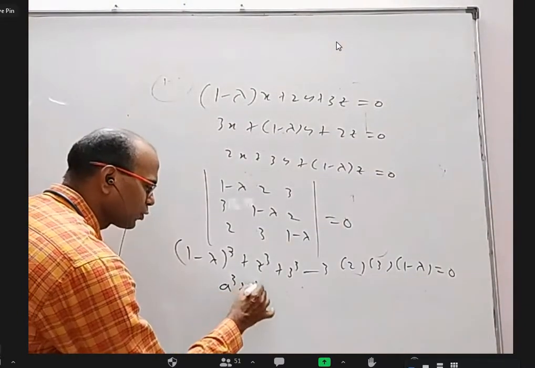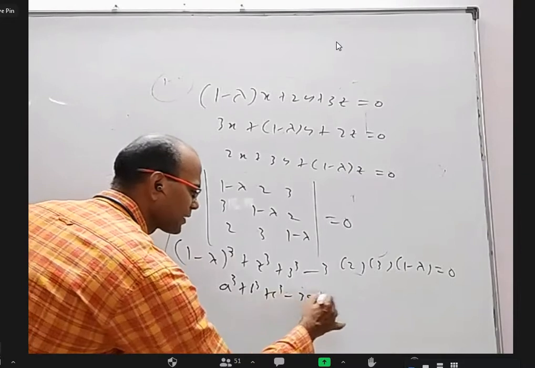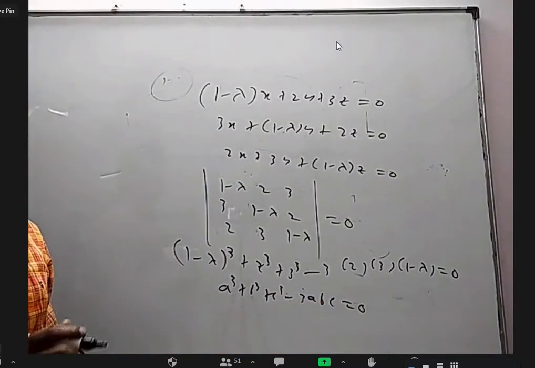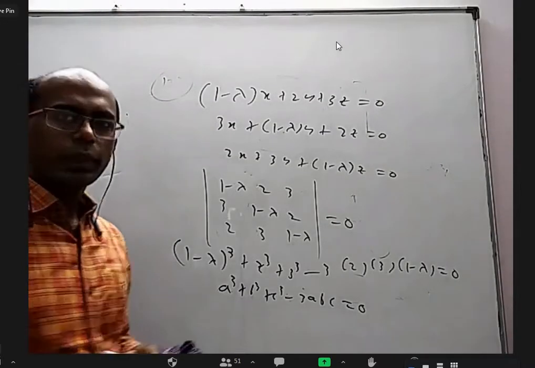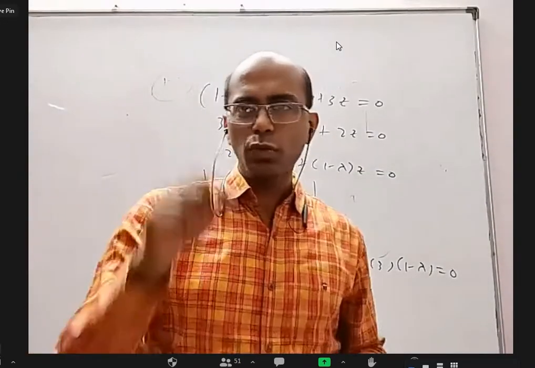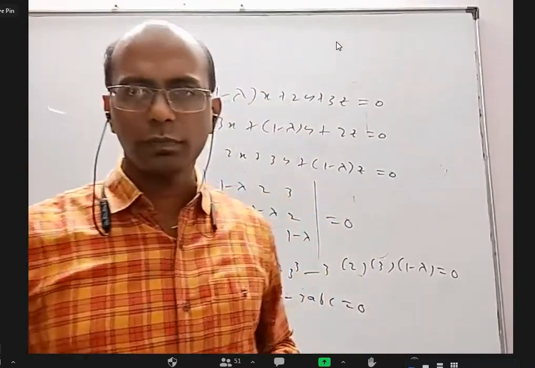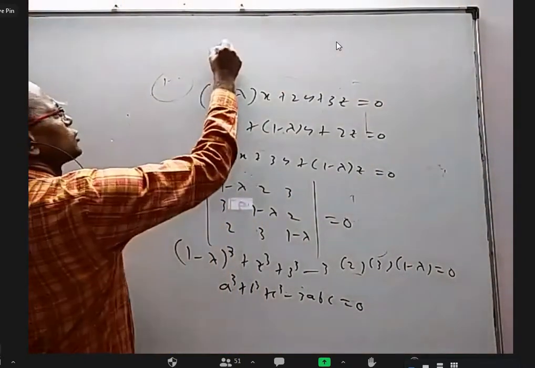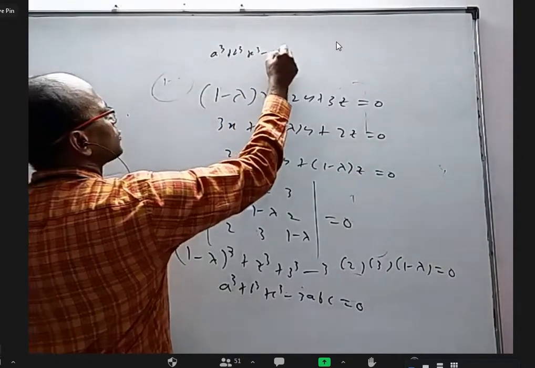If I say a cube plus b cube plus c cube minus 3abc equal to 0, tell me when that can happen. a plus b plus c equals 0. Is a plus b plus c equal to 0 the only option, or is there any other option? a equal to b equal to c. Yes. a cube plus b cube plus c cube minus 3abc.